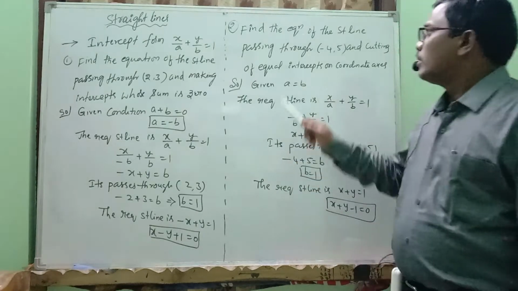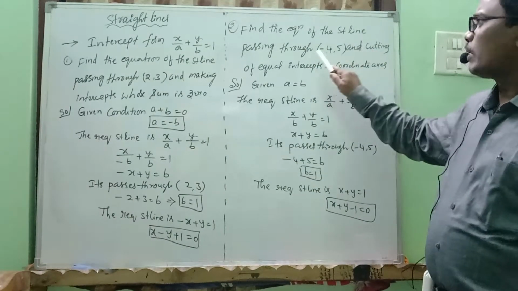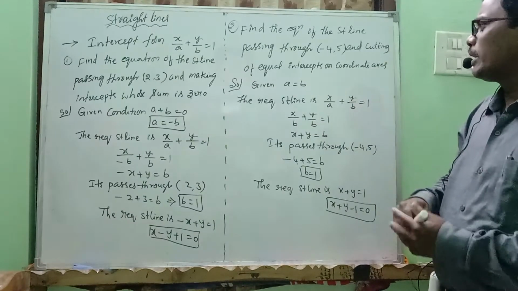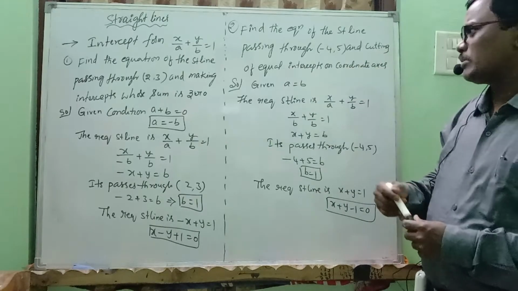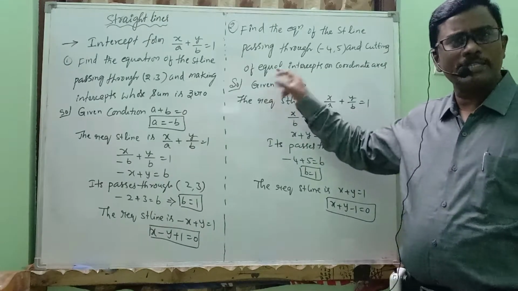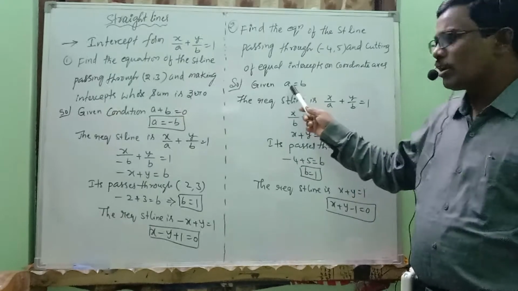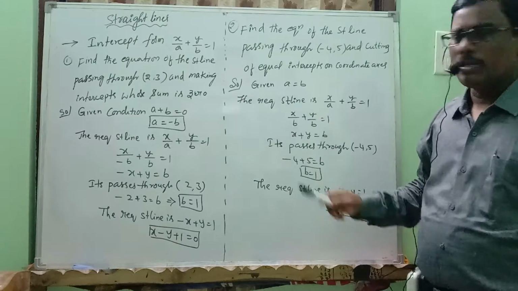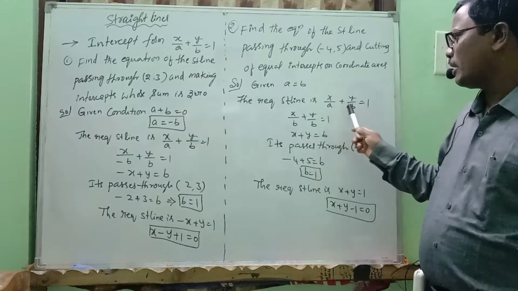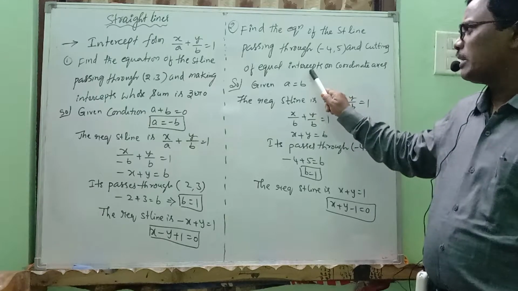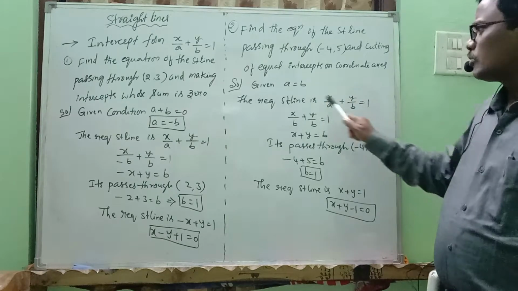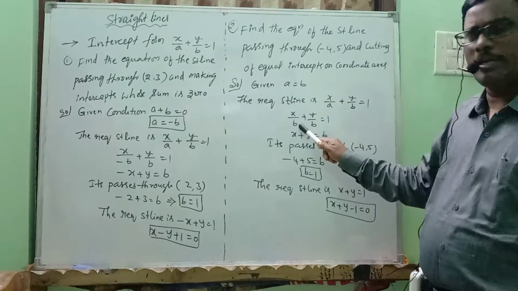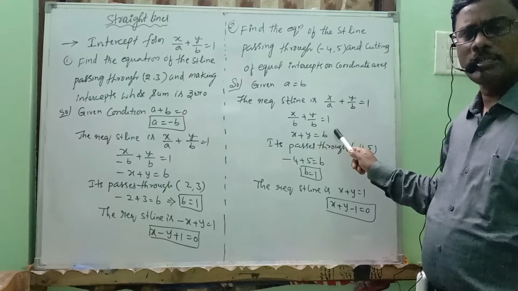Another question. Find the equation of the straight line passing through (minus 4, 5) and making equal intercepts on the coordinate axes. You take x-intercept small a, y-intercept small b, both are equal, so a equal to b. The required straight line is x by a plus y by b equal to 1, which must be intercept form. In the place of a, you replace b. Take LCM b, and the division goes to the other side as multiply.